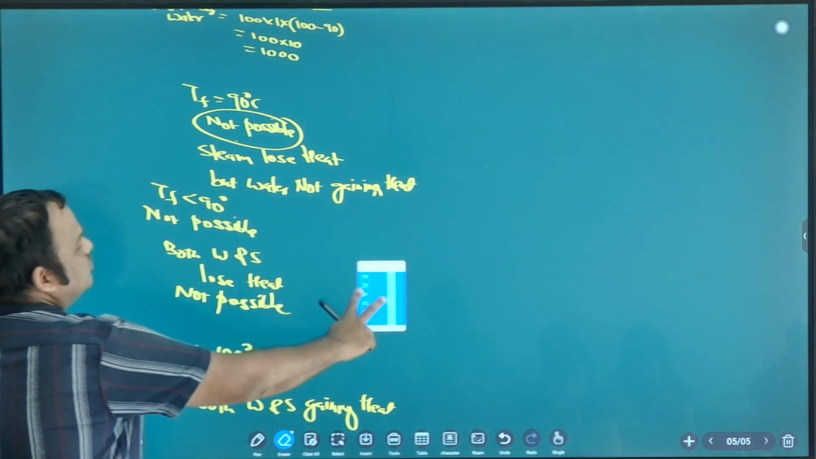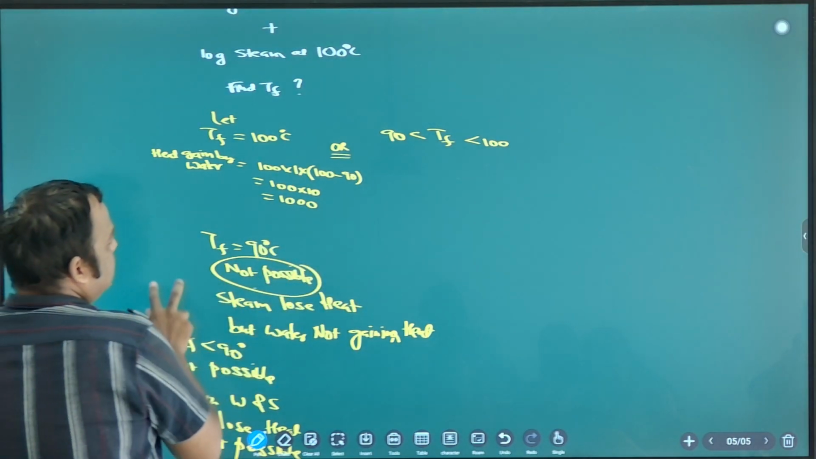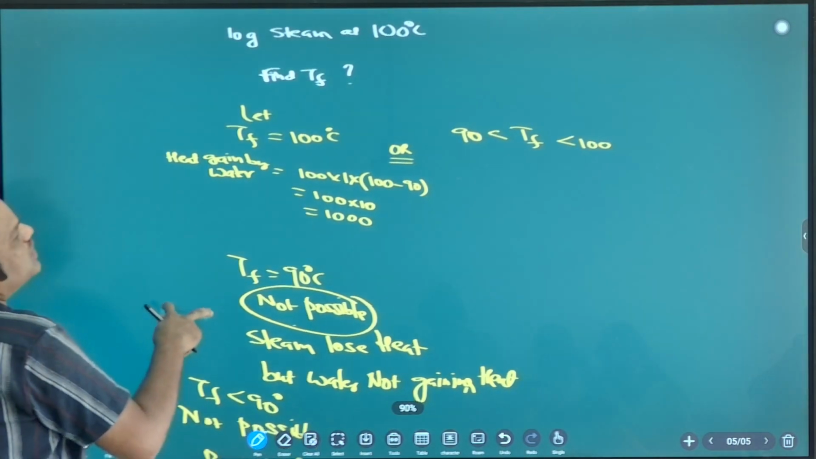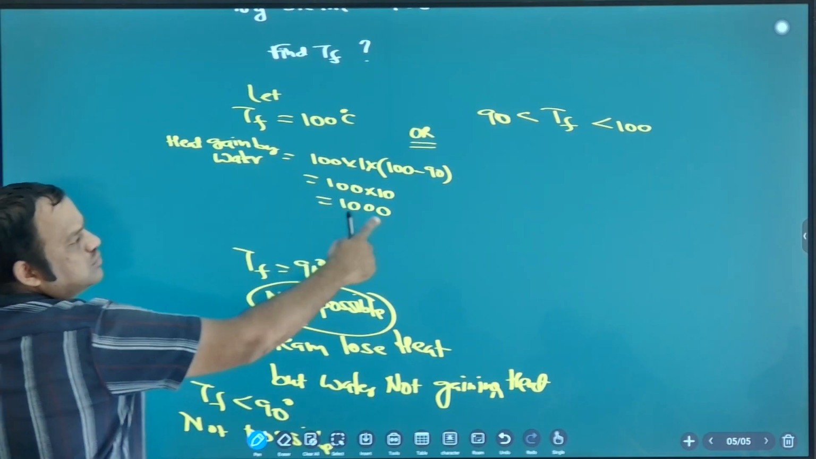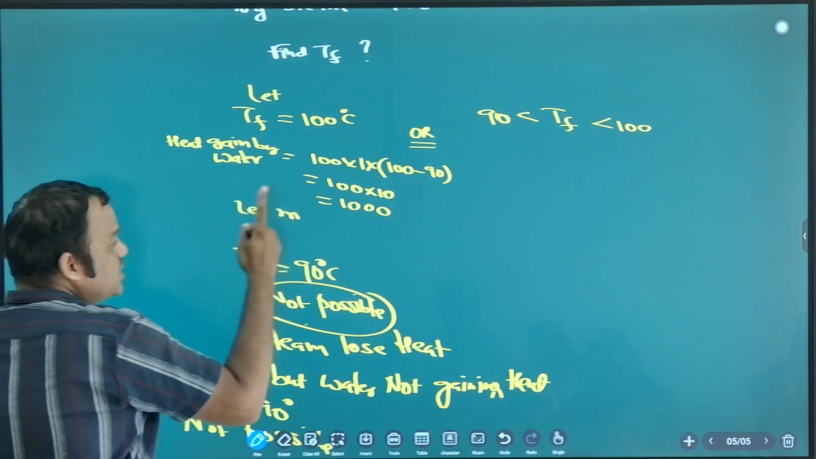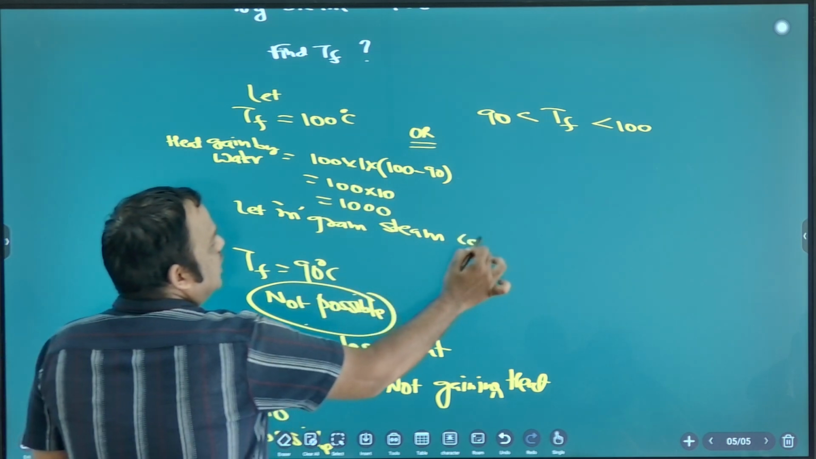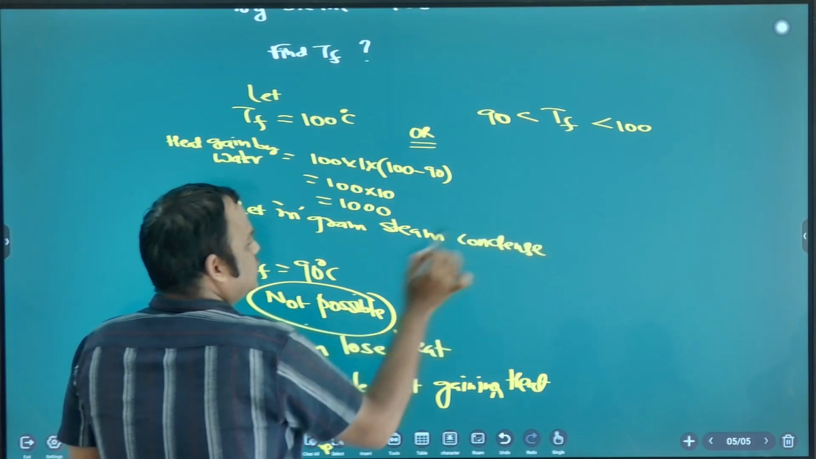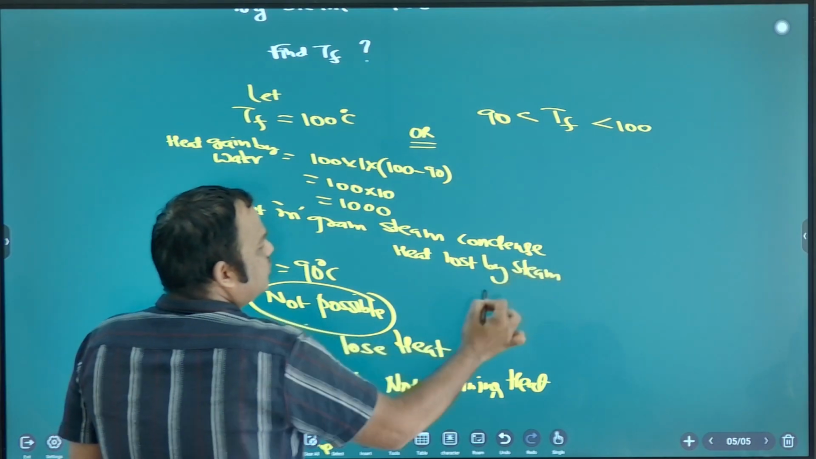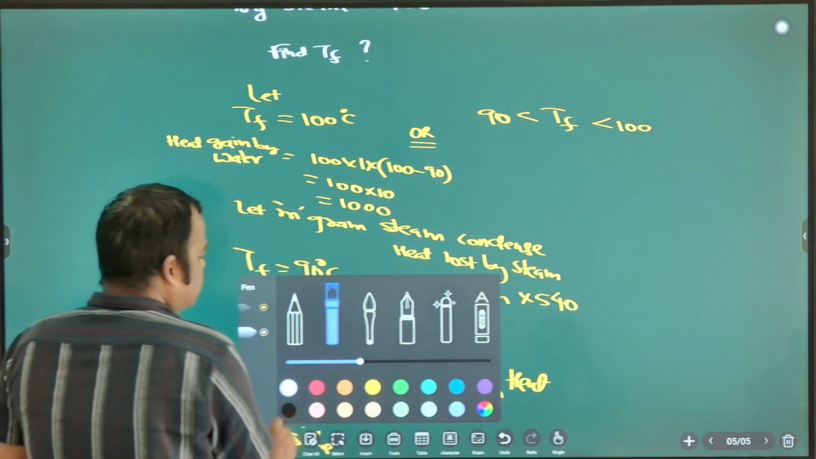Okay, come to the question. Tell me, if the final temperature is 100, what is the heat gained by water? 1000. And let m gram of steam condense. What is the heat lost by steam? M into 540. Now calculate, equate these.